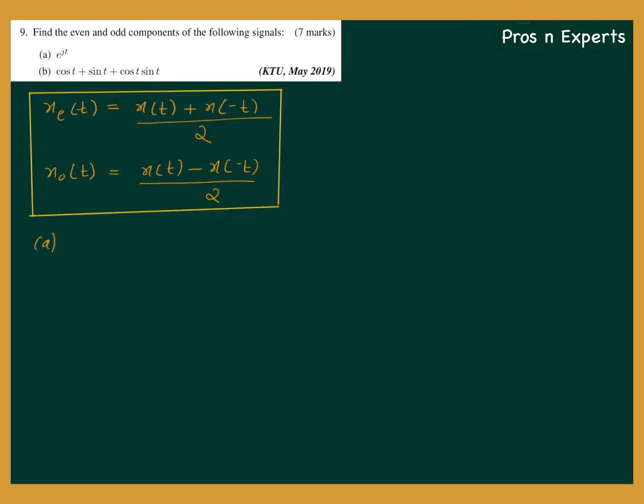A: given x of t is equal to e raised to jt. So what is x of minus t? You replace t with minus t, so e raised to minus jt is x of minus t. Now what is xe of t from this equation? xe of t is equal to x of t, which is e raised to jt, plus x of minus t, which is e raised to minus jt, the whole divided by 2. And if you are thorough with the result, you have two very important results here.